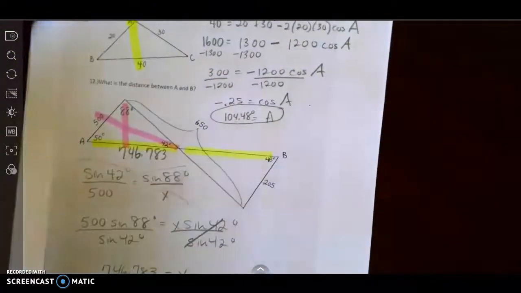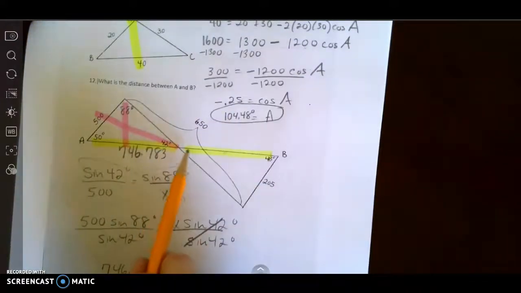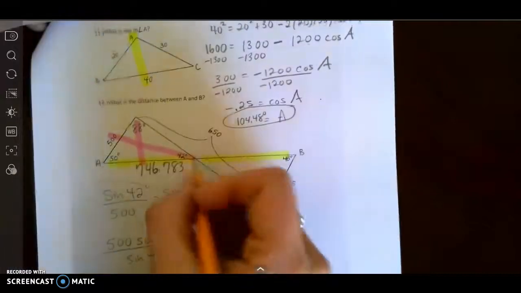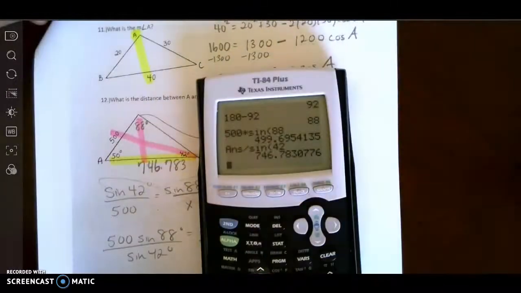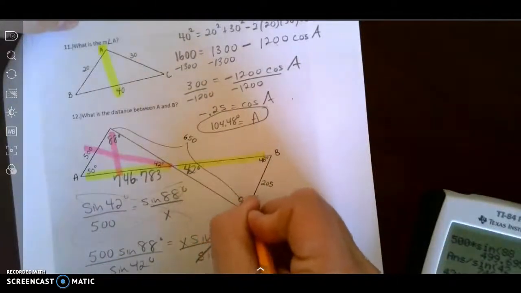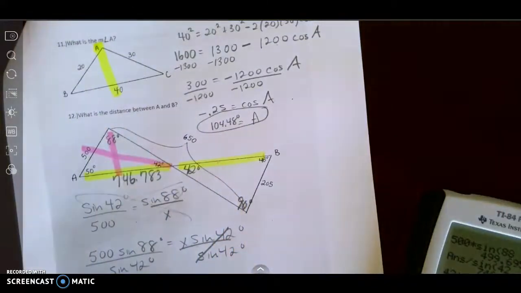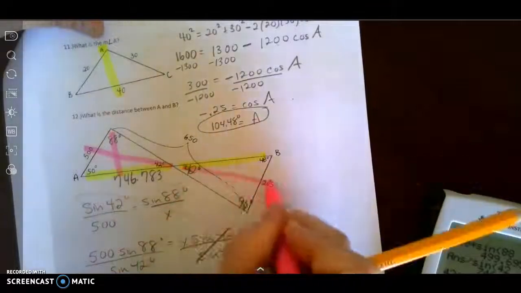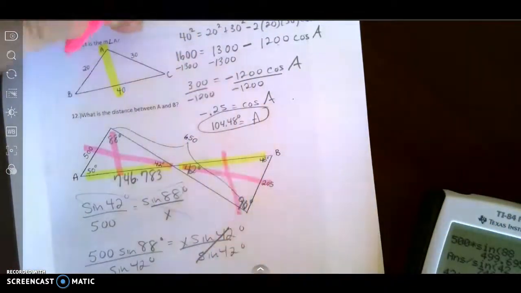Now I need to find this side, right? These are vertical angles, so this must also be 42 degrees, and that's 48. 42 plus 48 is 90, which makes this 90 degrees. Now I can tell you on the test, none of these angles are going to come out to 90. So we're going to continue to use law of sines. We know this, and we need this because we're looking for this side right here.